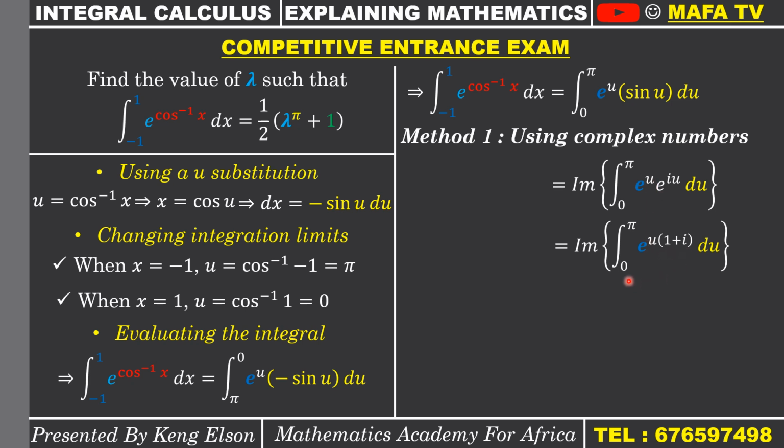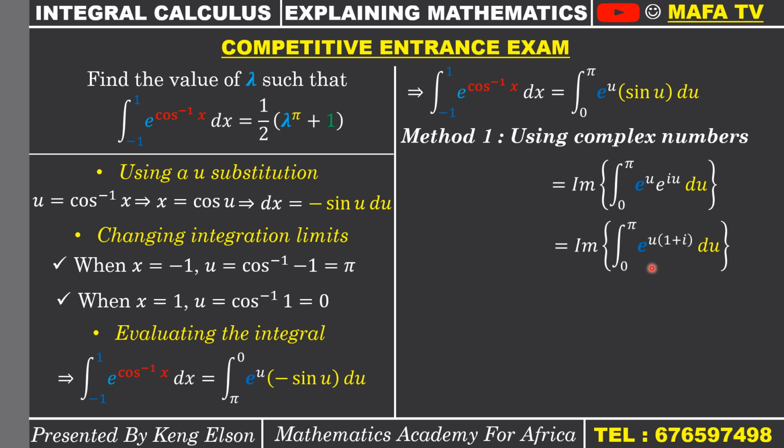Now integrating an exponential function whose power is linear, because I'm going to, in quotes, consider 1 plus i as a constant. So the power of my e is linear, which is u times 1 plus i. To integrate this, well, how do we integrate an exponential function? We have to differentiate the power and then we multiply it by the same exponential function.